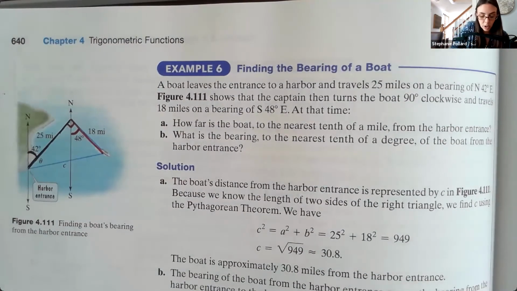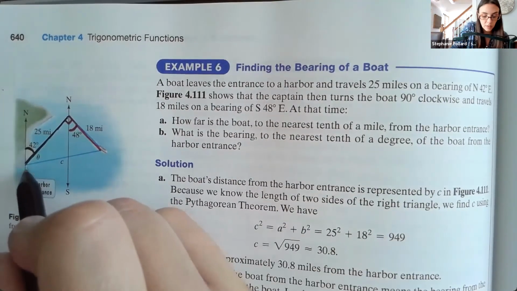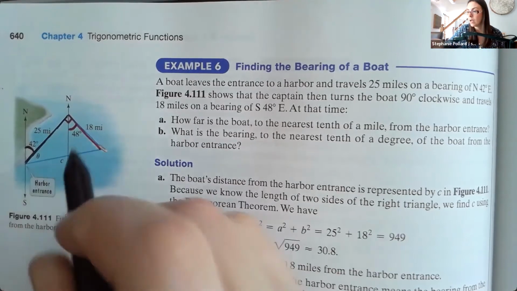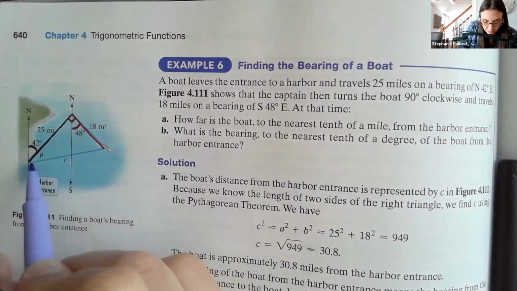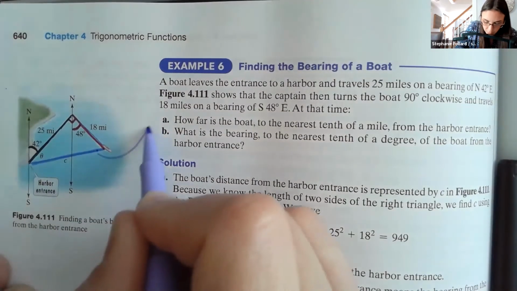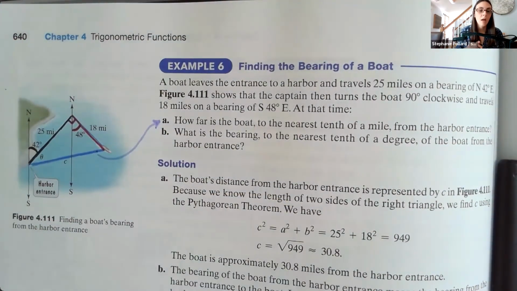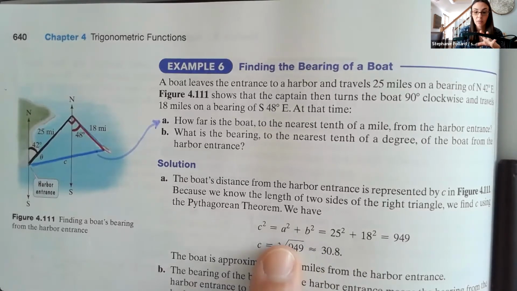So now what happens is your boat is way over here and the harbor is here. So this is how far you are from the harbor. And that's our question. So how far is the boat, to the nearest mile, from the harbor entrance? So this is what we're trying to find now, this piece. And if you think about this, I know the length of the other two sides. One is 25, one is 18. I can use the Pythagorean theorem here. And that's what your book has, and they do that.